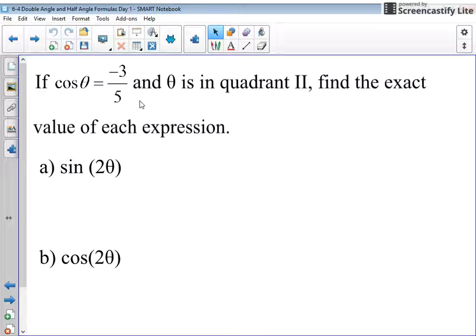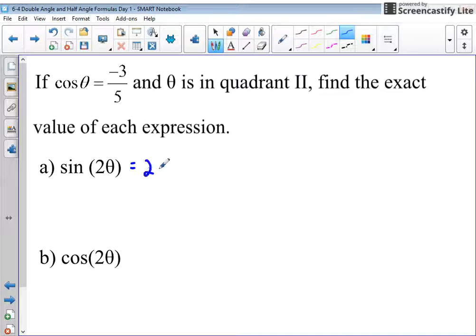Here we're told that the cosine of an angle is -3/5, and that angle is in the second quadrant. Find the exact value of each expression. First of all, to find the sine of 2 theta, look at the double angle formula on your sheet. Got it? Yep, that's the one that says it is equal to 2 times the sine of theta times the cosine of theta. So we need to figure out what those values are.